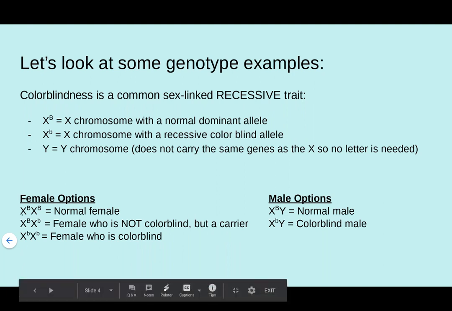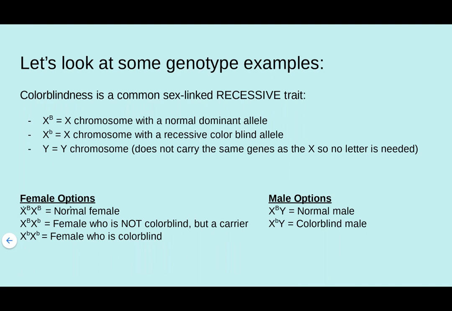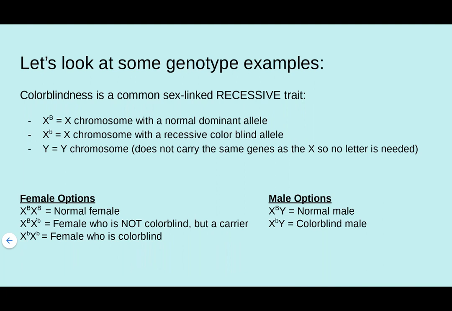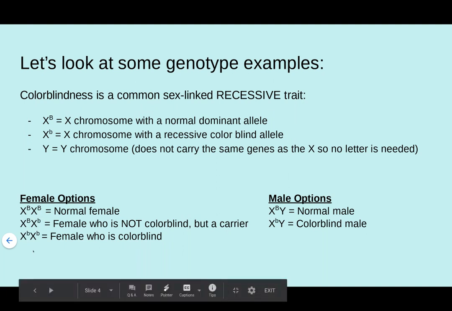So for females, we have some options. Females could be homozygous dominant. This is a completely normal female. She inherited 2 of the dominant normal alleles. The next option here, this is a heterozygous female. Again, female because it's XX, but they have a dominant normal allele and they have a recessive colorblind allele. But because it's recessive, it stays hidden, but you can call this female a carrier. So this is a female who is not colorblind, but she could pass it on to her son or daughter.